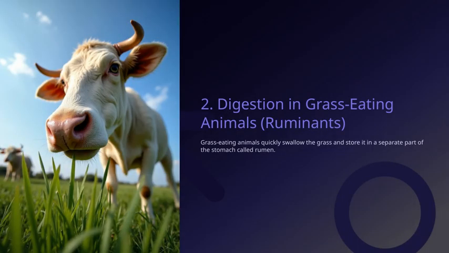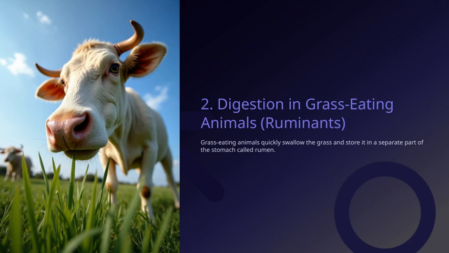Now, let's take a closer look at how digestion works in grass-eating animals, specifically ruminants. These animals, like cows and sheep, have a unique way of handling their food. They actually swallow the grass quickly and store it in a special part of their stomach called the rumen. This allows them to eat a lot at once without having to chew thoroughly right away.